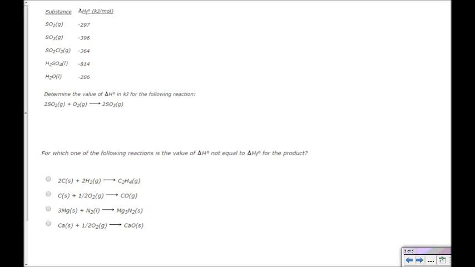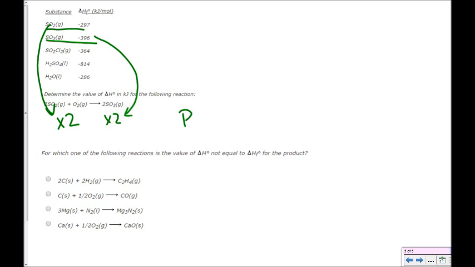The total energy on this side, so right there, I'm going to take that down there and times it by 2. And right there, SO2 gas, oh, that's that one. So I'm going to take that down there and times it by 2. And then remember, you do products minus reactants once you have that.